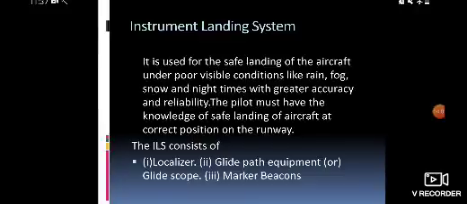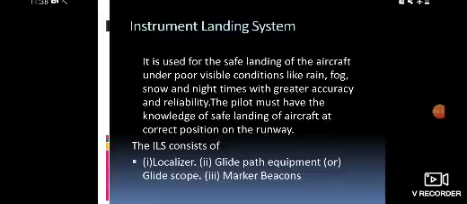Why? Because most probably aeroplanes operate at the time of night. Because it is very safe, and the time duration is very short. So like this we are maintaining at night also. Whenever it is night time, it is very dark to land. So for that reason also we use the instrument landing system, and it has great accuracy and reliability. Okay, the pilot must have knowledge of safe landing of the aircraft at the correct position on the runway.